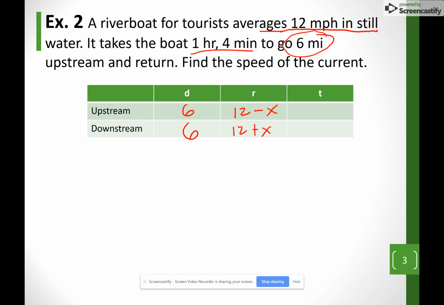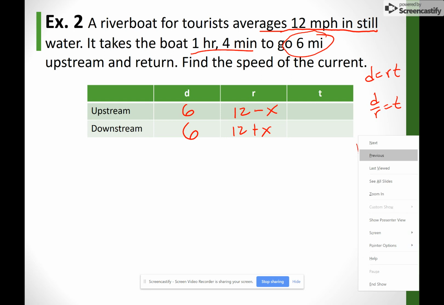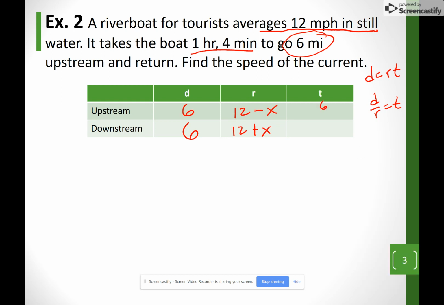Now, time, I remember a formula that was distance is equal to rate times time. So if I divide both sides by r, I'm going to say distance divided by rate is equal to time. I have information about distance and rate. So when it's going upstream, it is going to be 6 over 12 minus x. That's how long it's going to take. When it's going downstream, it's going to be 6 over 12 plus x. All right, so that's the information that I have.